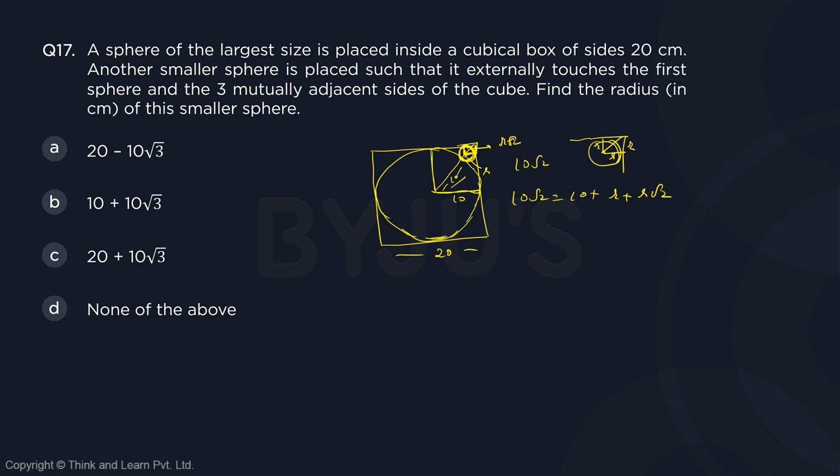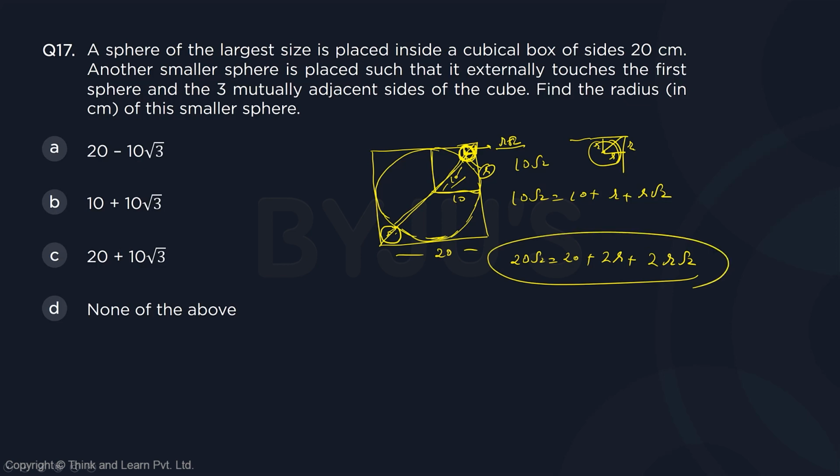Or what you can do is, you can assume one more circle here and do it for the full part. So for the full part, the diagonal will be 20 root 2, which should be equal to the diameter, that is 20, plus r here, 2r, plus twice of this, 2r root 2. Okay, that also gives the answer. It is okay if it helps for better understanding in any way, right?